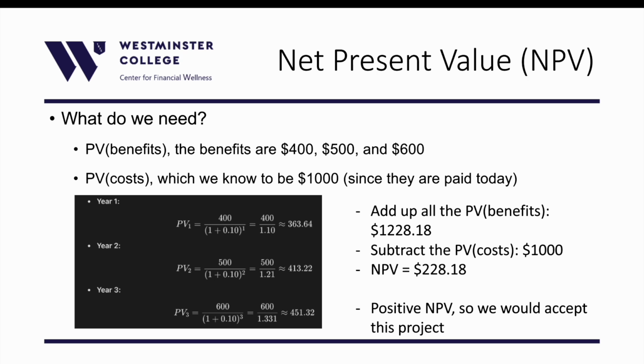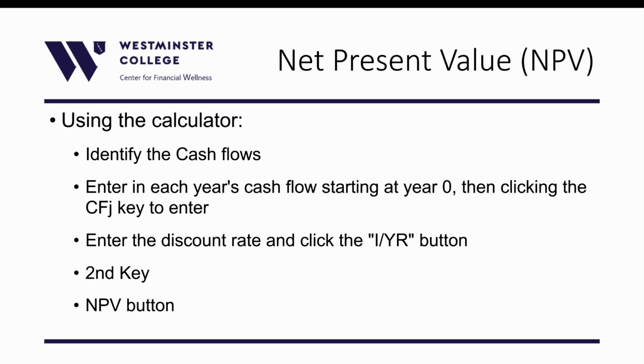Why is this important? This is the most important part about NPV: what is it actually going to help us to do? It's helping us decide if we should accept this purchase of this new investment, this espresso machine. And since the NPV here is a positive 228, we would accept this project. We would say that this is something that's going to bring value to our firm.